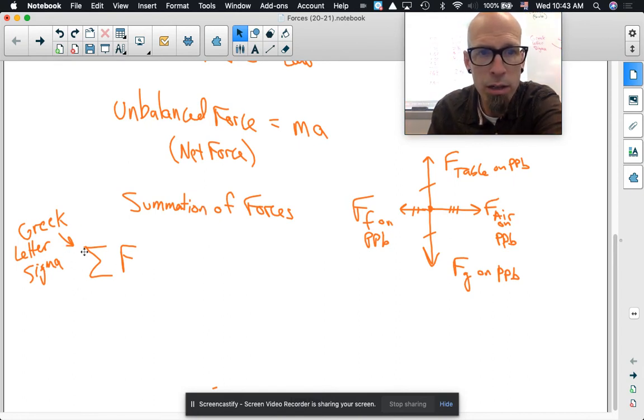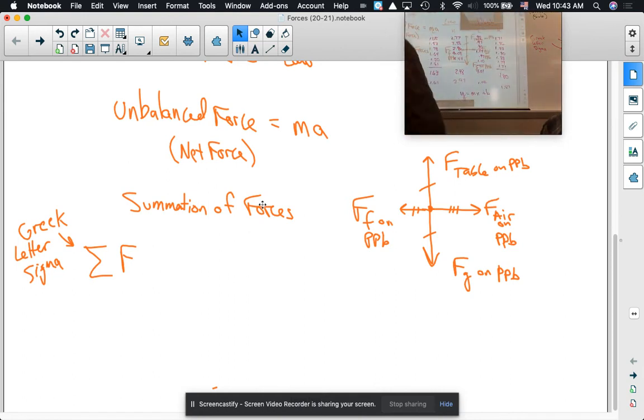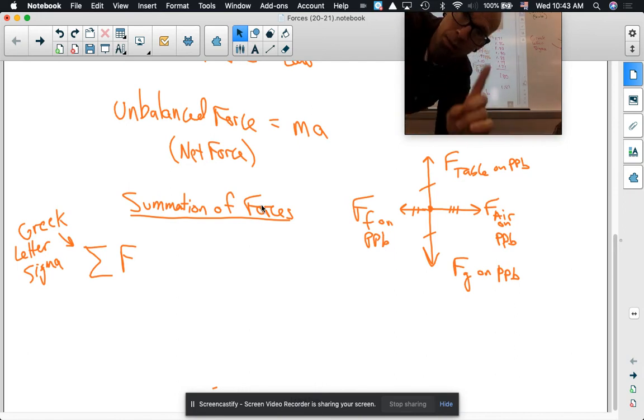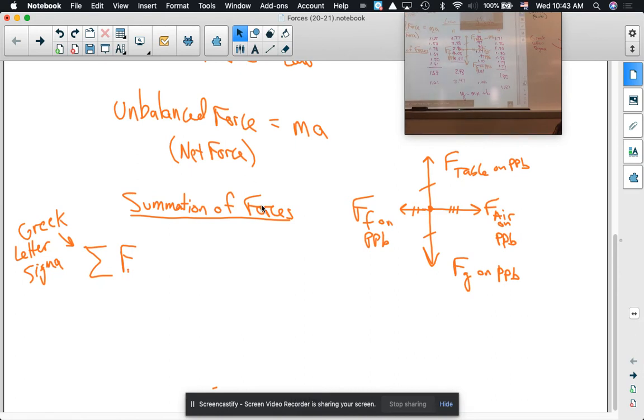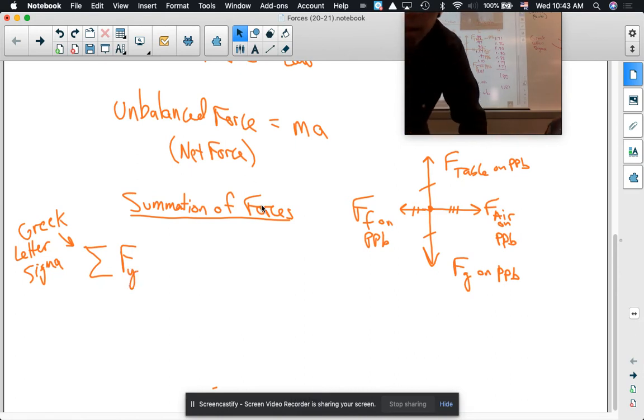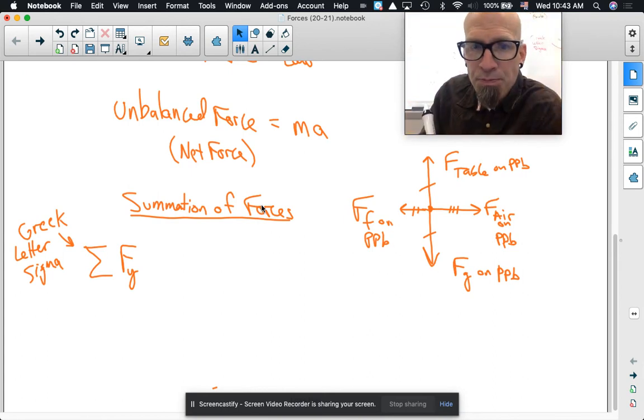Now, this Greek letter here, this is a weird looking shape. That is a Greek letter called sigma, and it stands for summation. Okay? It is a symbol that means summation. So when you see a sigma next to a capital F, it actually means the phrase summation of forces. That phrase right there is what this sigma F means. It means we're going to add up all the forces. And then I'm going to go one step further and say we're going to add up all that are happening in the y. The y, that's the up and down direction, vertical, okay?